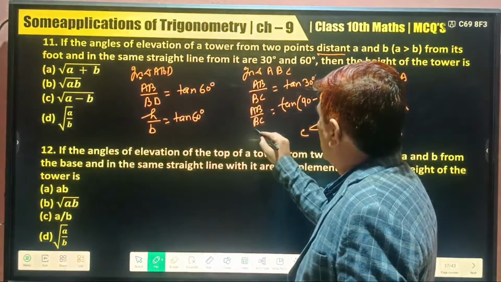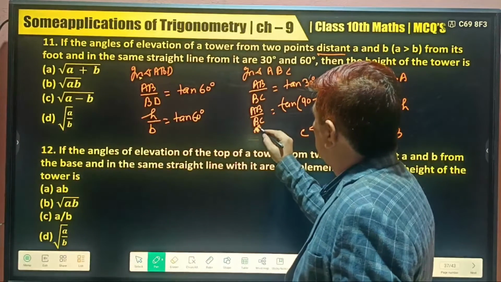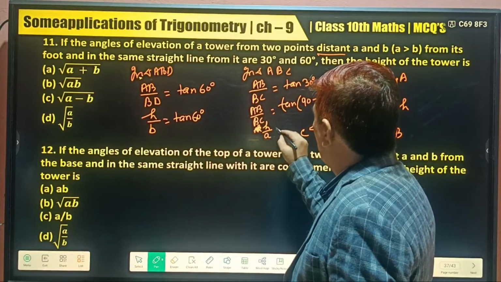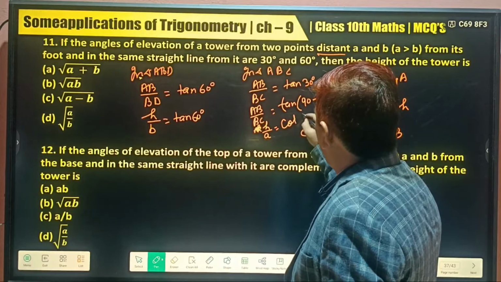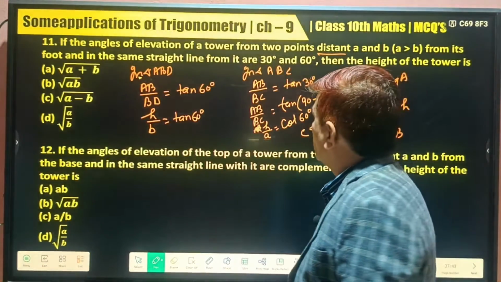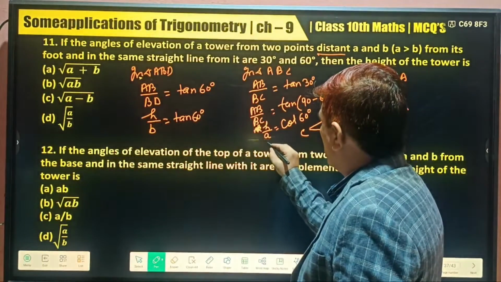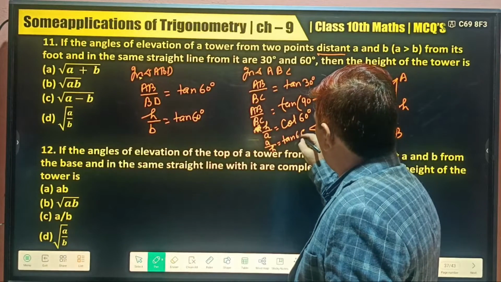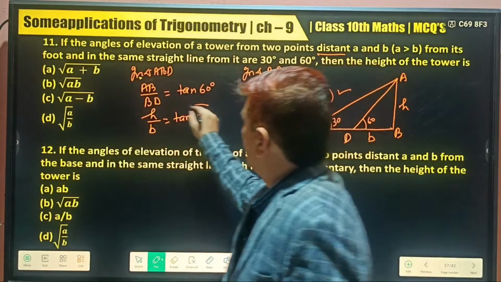And what is this? This is ABH. This is H by A, and this is equal to cotangent 60. Yes or no? Cotangent 60, and this we can write as 1 by H is equal to tangent 60. This value. So look, this and this.